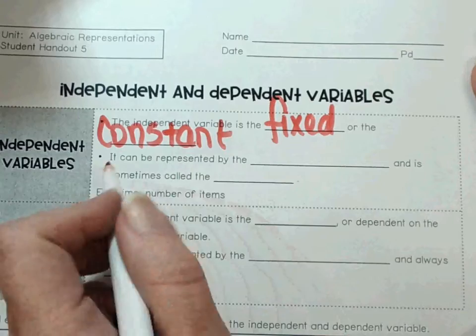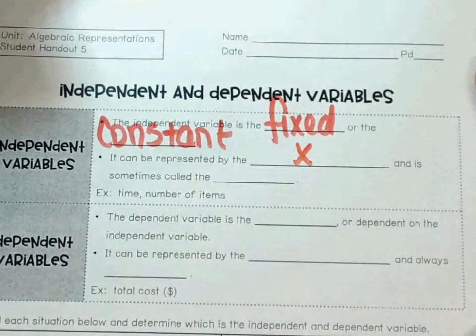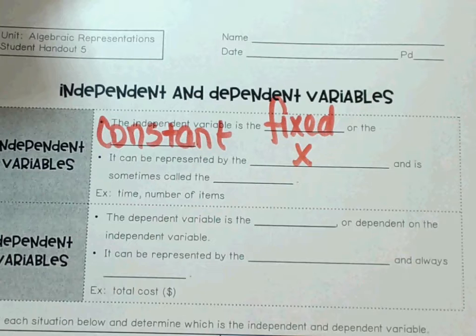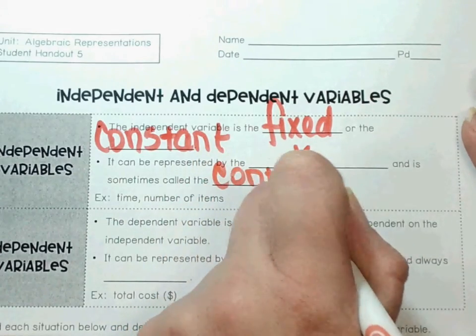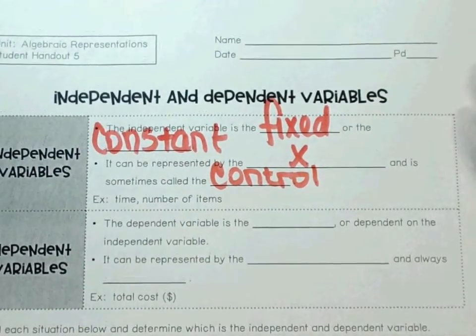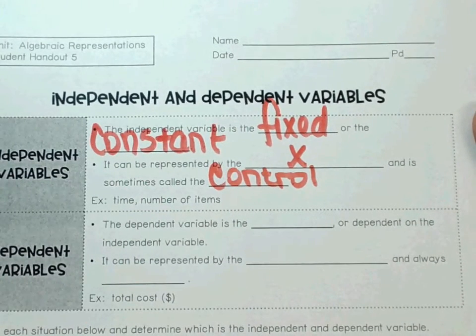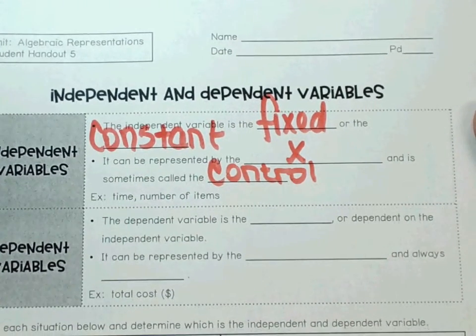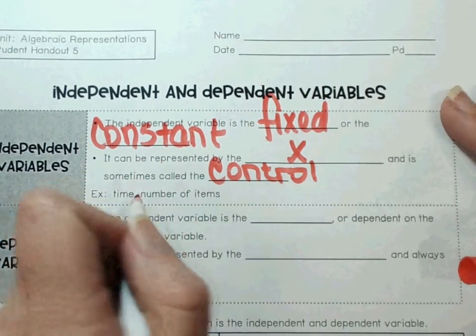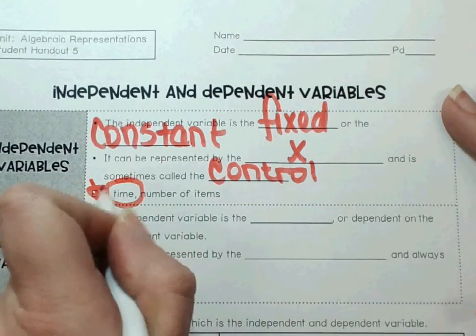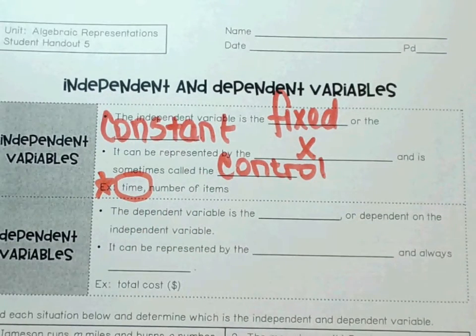It can be represented by the x coordinate. So the x value is always going to be the independent variable. So we now just have a new fancy name for independent variable. It's sometimes called the control. I won't call it control, but you might see that in science. Like your control group would be your x. Something that is very important that I want you to know is time is always independent. Okay?